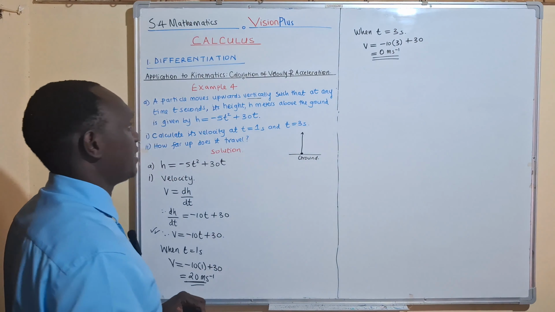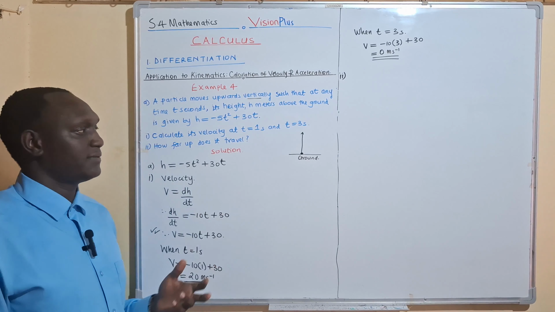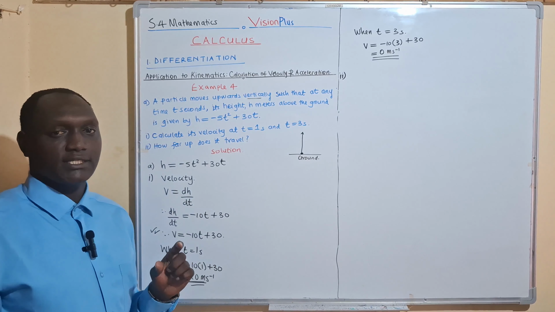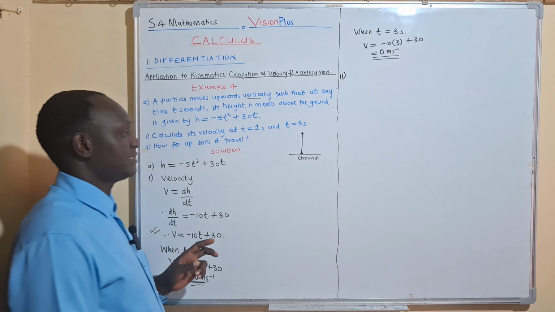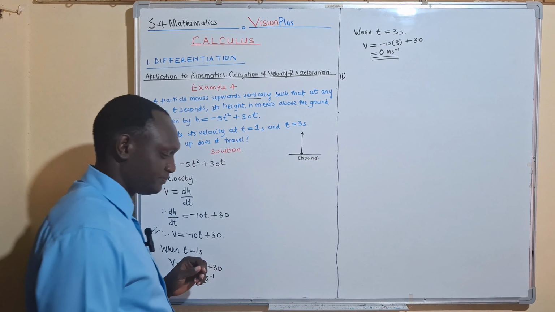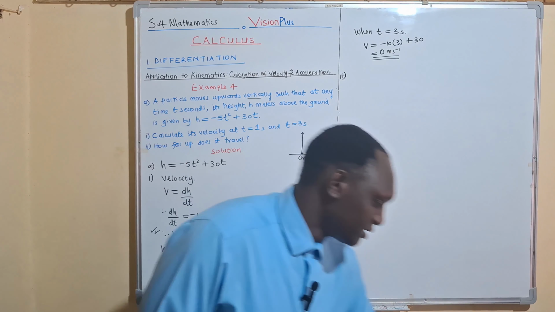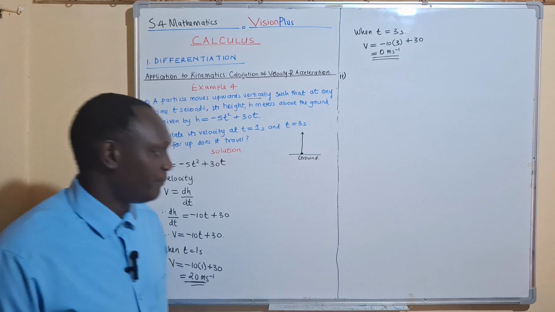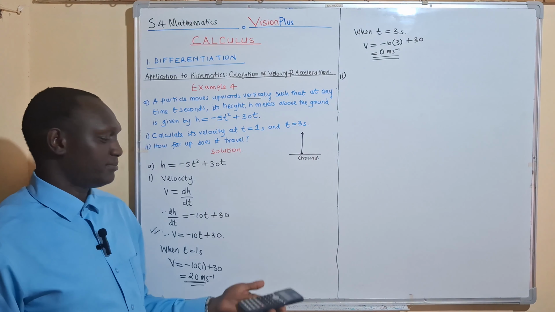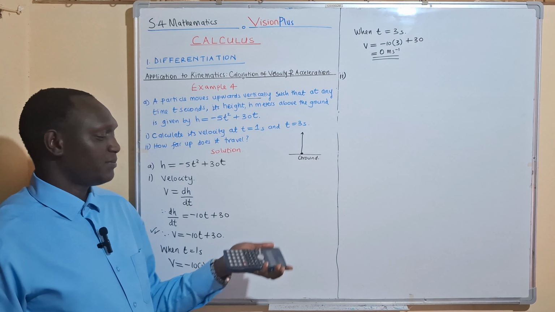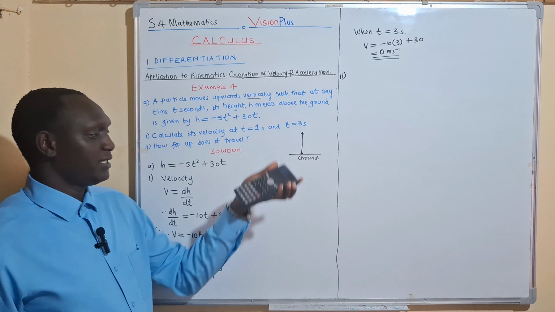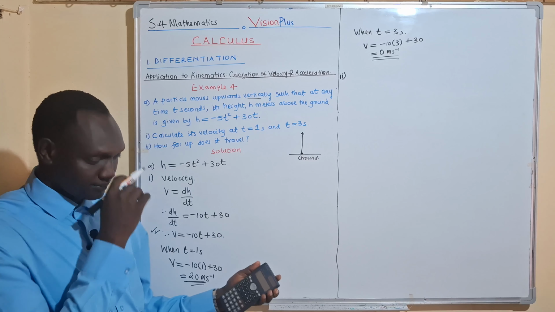Roman 2 says, how far does the particle travel? Remember, this is a particle that we are throwing upwards. So how far does it travel? The distance, because remember, when you throw something up, it reaches a point when it falls back, right? If I throw this calculator up, it will reach a point and then it begins to fall back.